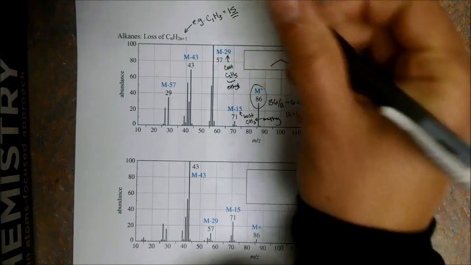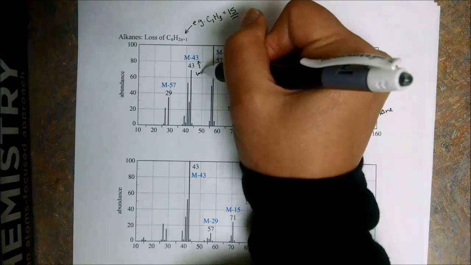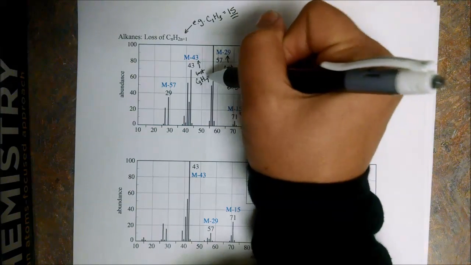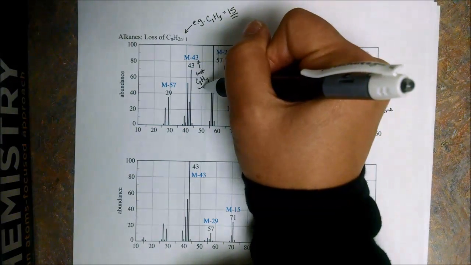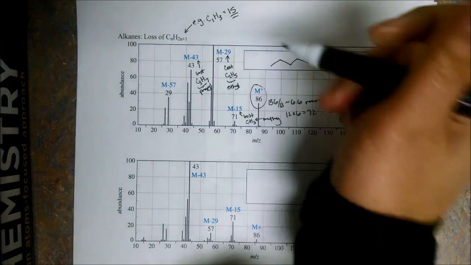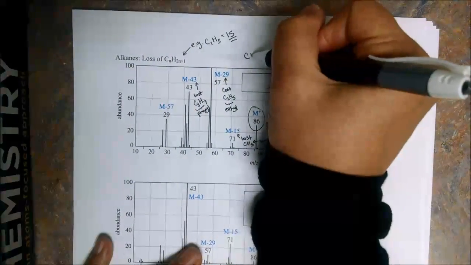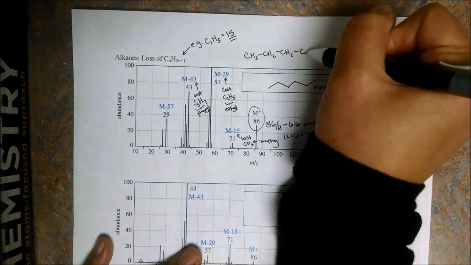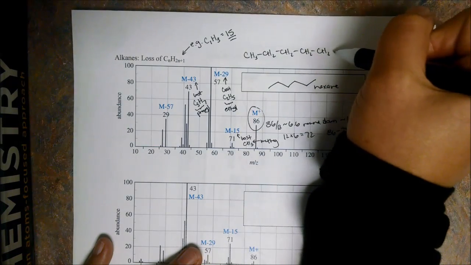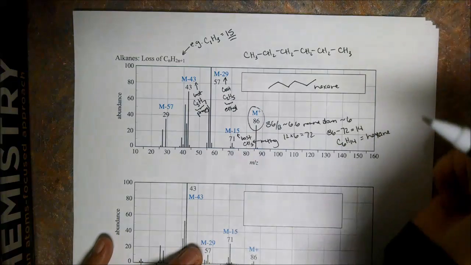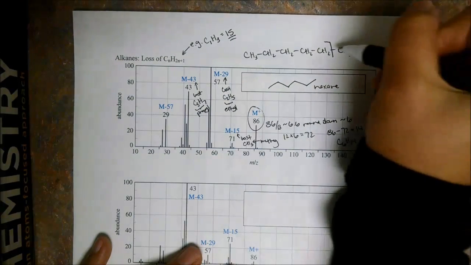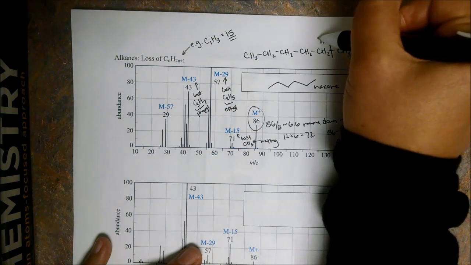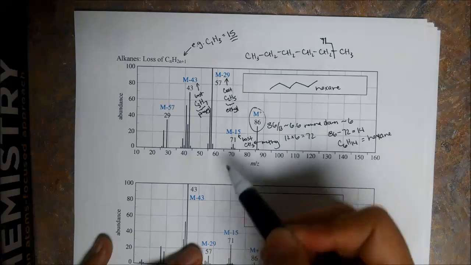Can anybody guess what the loss of 43 probably is? Lost C3H7, or a propyl. Okay, so if we drew out hexane, CH3, CH2, CH2, 4, 5, 6. If we chop off this last methyl group here, we get a mass of 71, which corresponds to this guy. There we go, we lost a methyl.